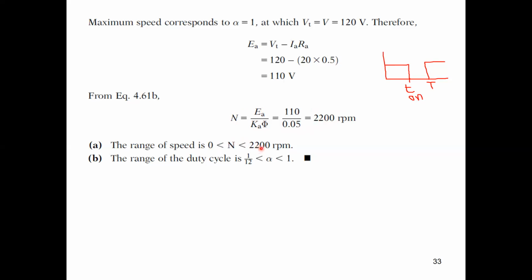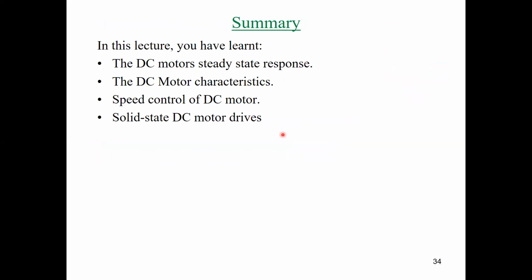which corresponds to a duty cycle from 1 divided by 12 at 0 speed and unity at 2200 RPM. So this was the last part which we missed in previous weeks. For now, in this lecture and the previous one, we could understand the DC motor steady state response for the separately excited motor, for the shunt motor, and for the series motor as well.